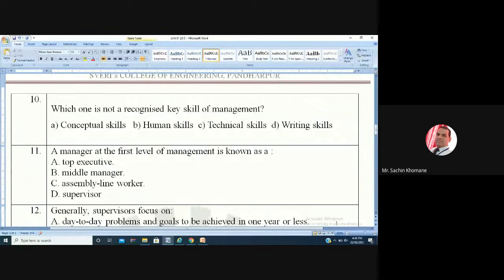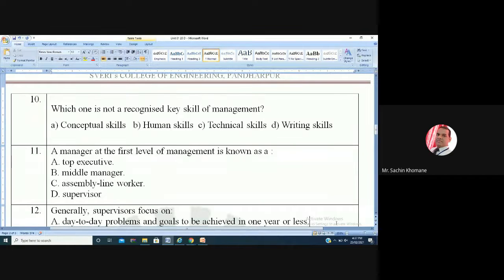Writing skills, right? Your handwriting is very good, you write very good messages, you are a good writer type, you write very attractive messages. But there is no role of writing skills in management, whereas conceptual, human and technical skills are very important. We are not authors or writers there, so it is not required. This skill has very little weightage.